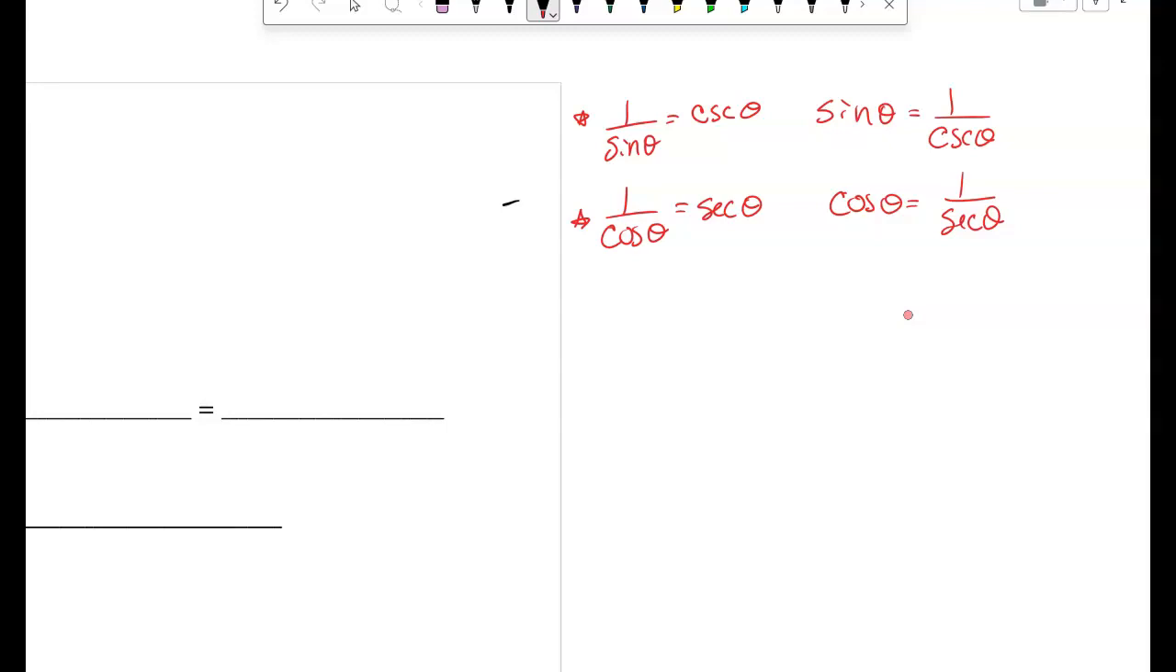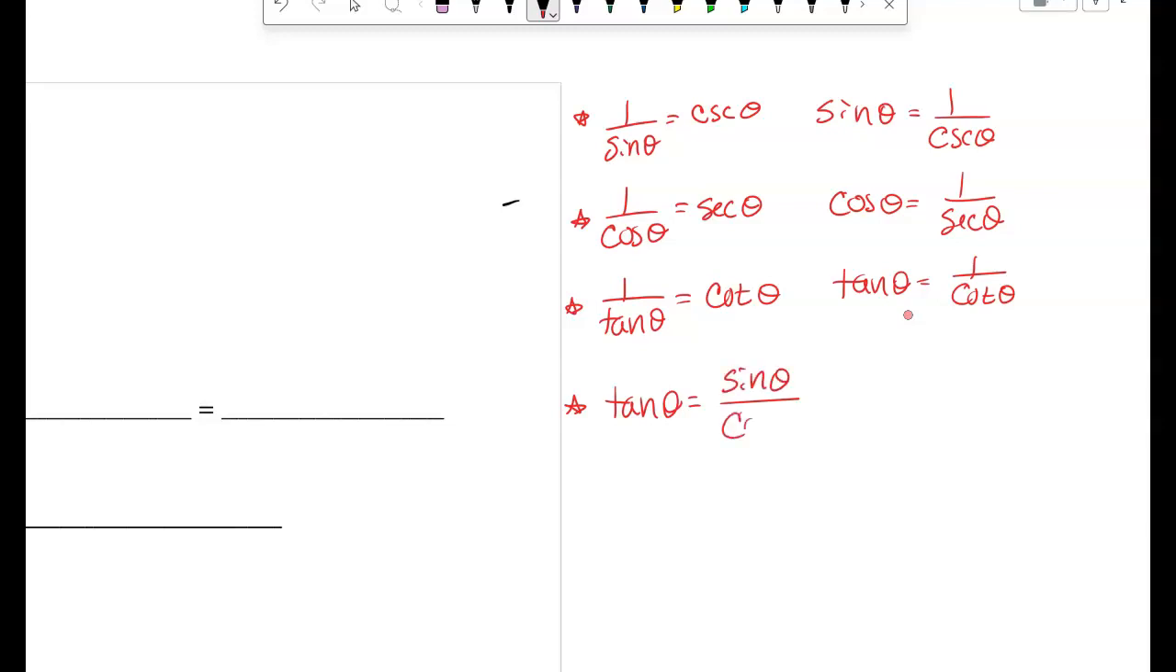Now these are called your reciprocal identities because of how they are formed. And then we have our next one, 1 over tangent theta is going to equal what, my friends? Cotangent theta. And we also know that tangent theta is 1 over cotangent theta as a result. Then we also use a reciprocal identity that said that tangent theta is also equal to a fraction formed by 2 of the other identities. What are those? Yep, sine theta over cosine theta.